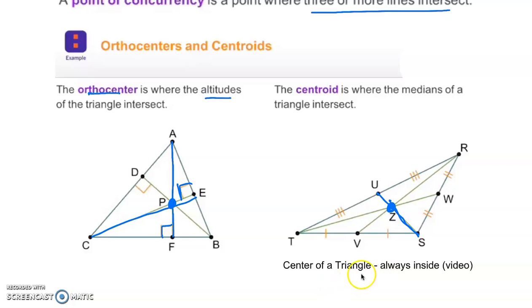Now in your video, it talked about balancing a triangle. The centroid is the center of the triangle and it's always inside the triangle. If you remember in the video, he balanced a cutout paper triangle on his finger. So when we think about centroid, think center, always inside the triangle.